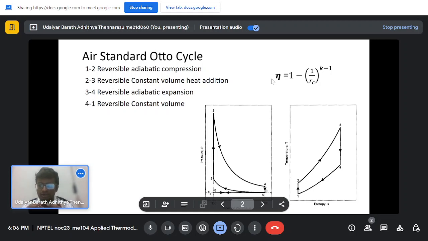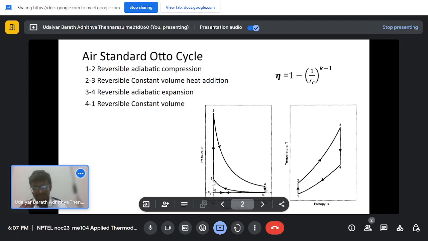So out of which we have 3 cycles in this. We have Otto, we have diesel, and we have dual cycle. So we will start with the Otto cycle. In the Otto cycle, initially we have the straight line, which is the inlet. After that you compress the gas. So the gas is compressed from 1 to 2.